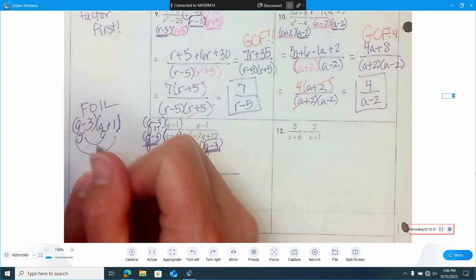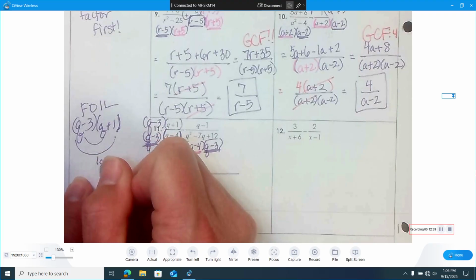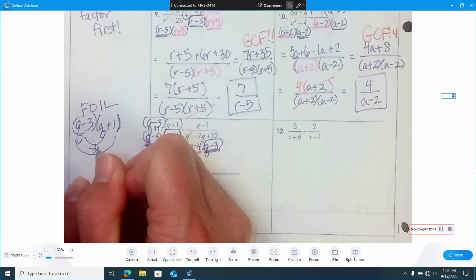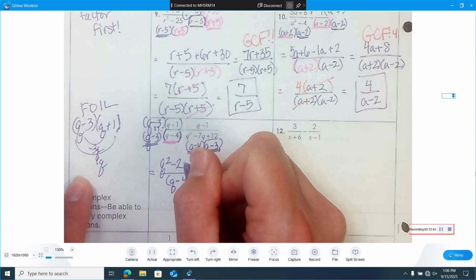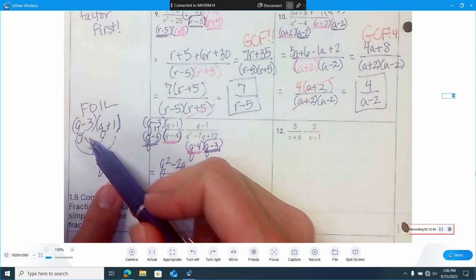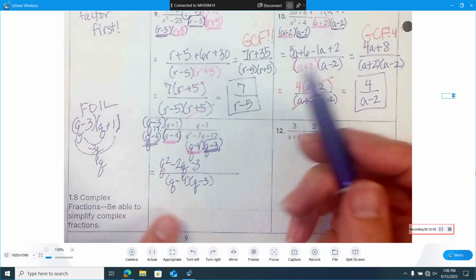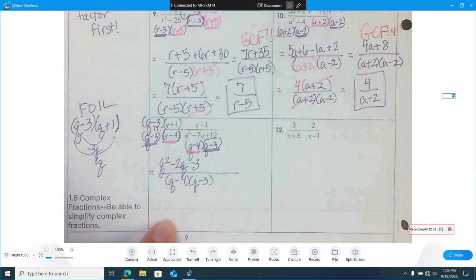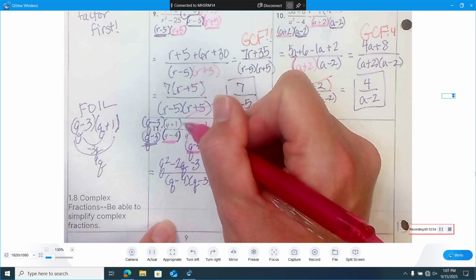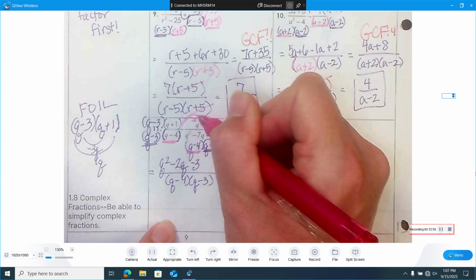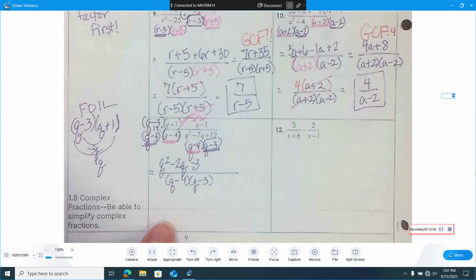Negative 2q, yep. So the outside is 1q and the inside is negative 3q. And when you combine those, you'd get negative 2q. And then last times last would be negative 3. And then this is tricky. We have a minus, but we're subtracting this whole numerator. What do we have to do with that negative?